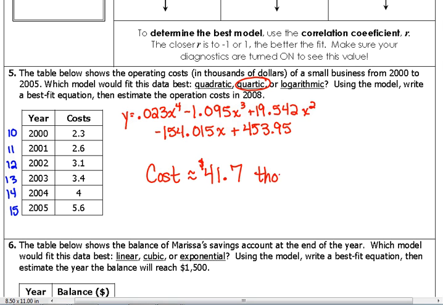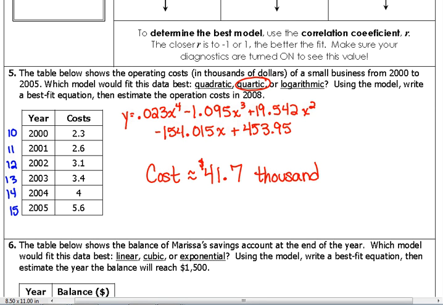Don't forget, it's a real world problem. We always put units on it. So put your dollar sign on there, and then you need to write 1,000 after that, because it's not just $41.70, okay? It's $41,000 here.